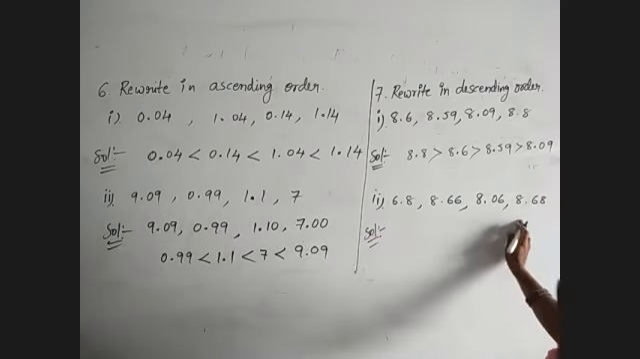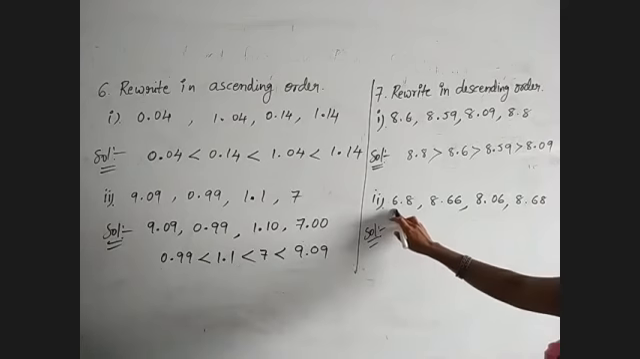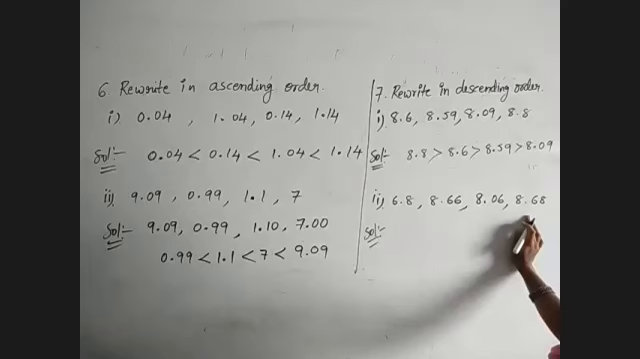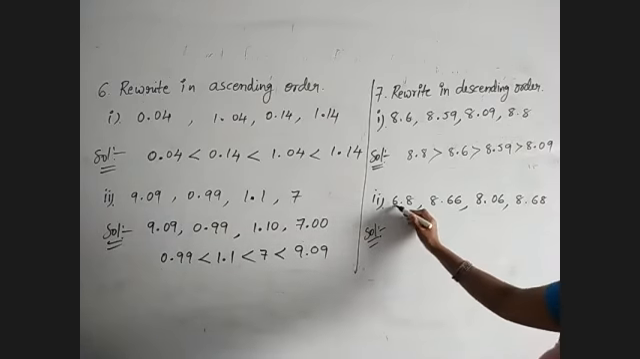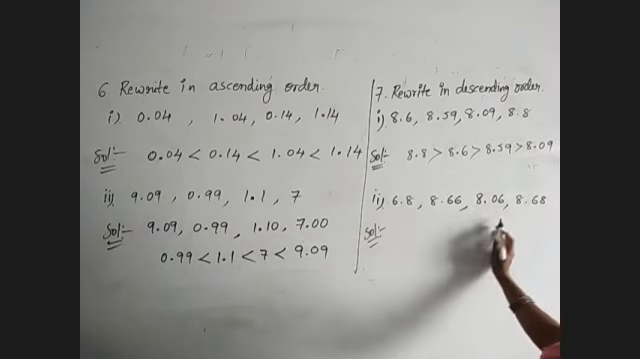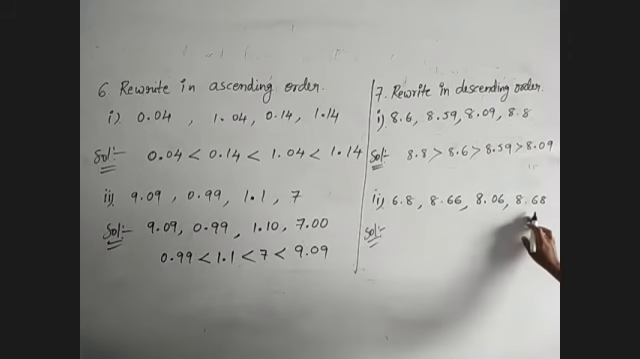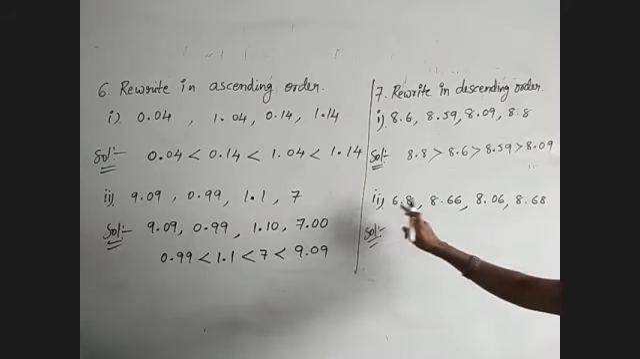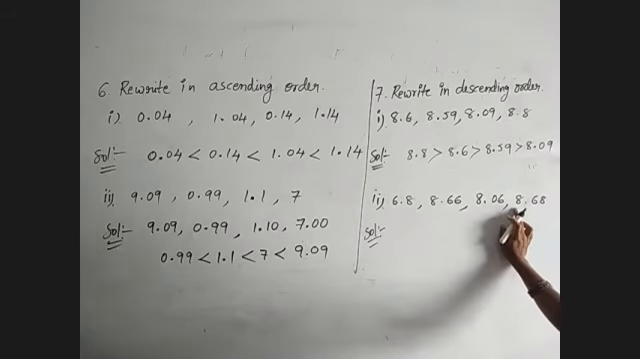Now coming to the second question, in the same way. I am not converting at all, directly I am comparing. Here 6.8, 8.66, 8.06, 8.68. Here we must take the whole number part. 6, and the remaining 3 numbers have 8 only. So 8 is more than 6, so 6.8 is the last value, and among these 3 we must find which one is the greatest.